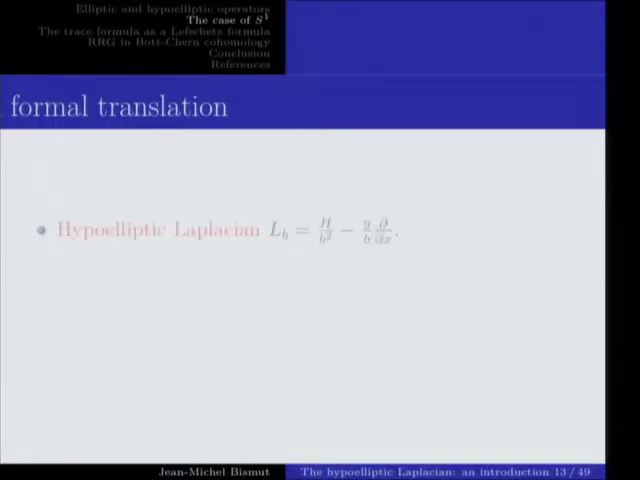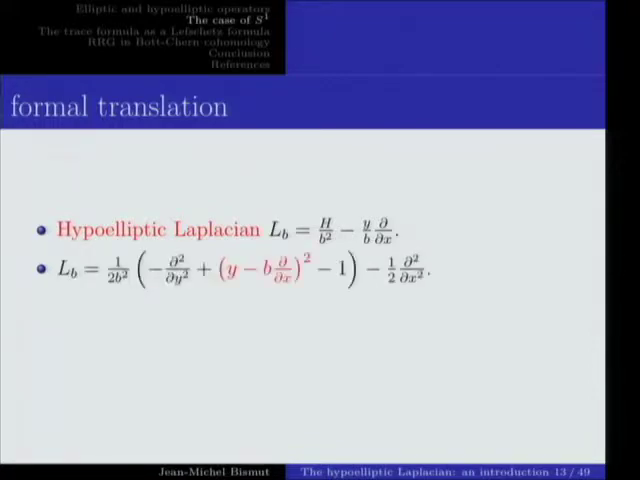So let me now make a formal translation. First of all, the hypoelliptic Laplacian in this case is an operator in two variables, x and y. x, you can think of it as lying in R, or eventually on an S1, and y lies in the tangent bundle to R, or the tangent bundle to S1. So here is the operator L_b. In this case, it is just the harmonic oscillator in b divided by b squared, minus y over b d over dx. This operator should be thought of as being the generator of the geodesic flow.